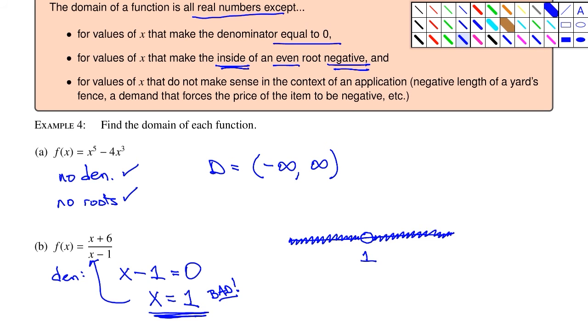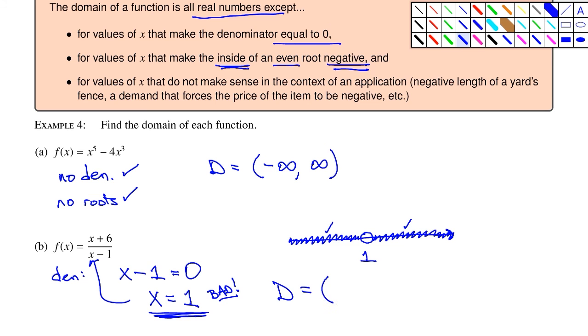Now the reason I encourage you to draw it this way and to shade in the good stuff is because it lets you see how many intervals you actually have to work with. We have 2 intervals to work with. And so when you write the domain out, you need to write both intervals.